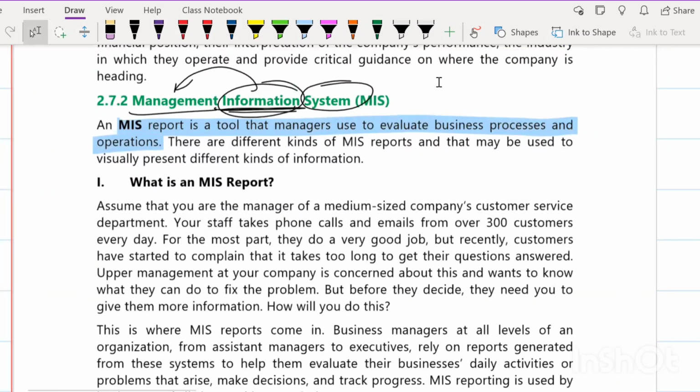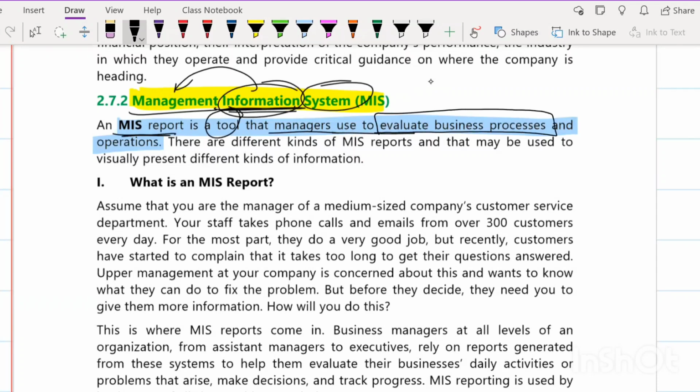Now we are going to study about the management information system. I already told you management needs information to take decision, and the system via which you are going to get this information is known as your management information system. So what does a management information system do? It is nothing but they call it a report. This is also a report which the management will use to take decisions. So it is a tool that the managers use to evaluate business processes and the operations.